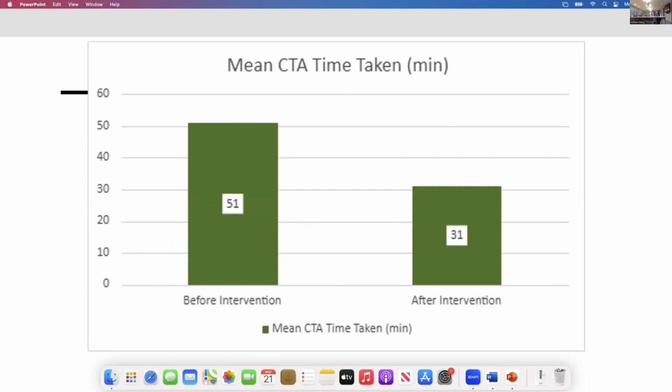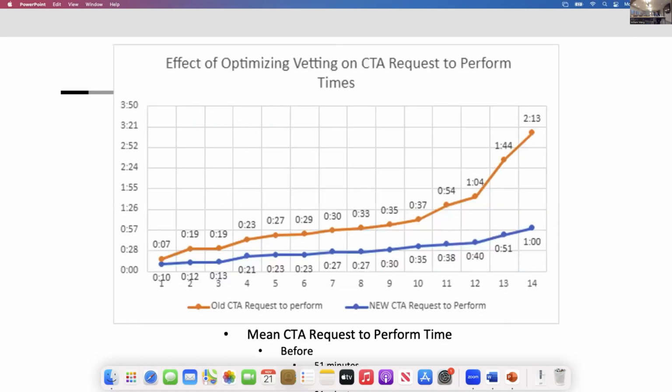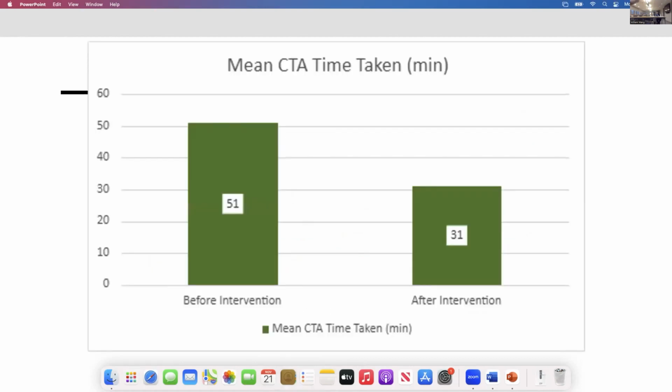And so the same thing which I mentioned, the mean of all this data before intervention was 51 minutes from the moment you request to it being scanned. And after intervention, it came down by 20 minutes, to 31.